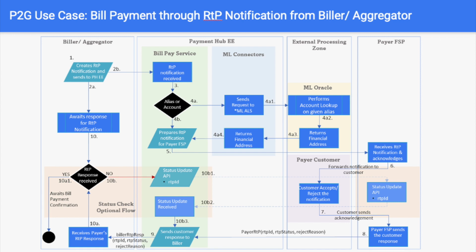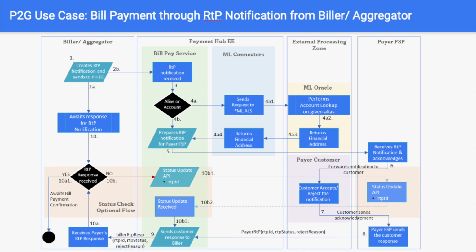So essentially this process of marking the bill paid repeats, and if the customer rejects the RTP notification, saying no, I don't want to accept it, then that request is rejected and the transaction is finished.